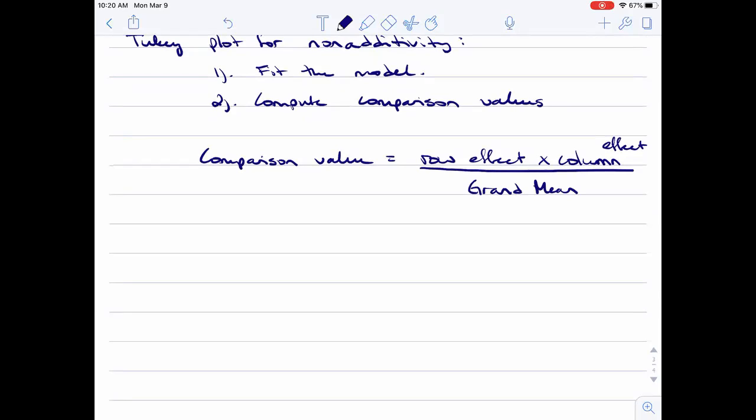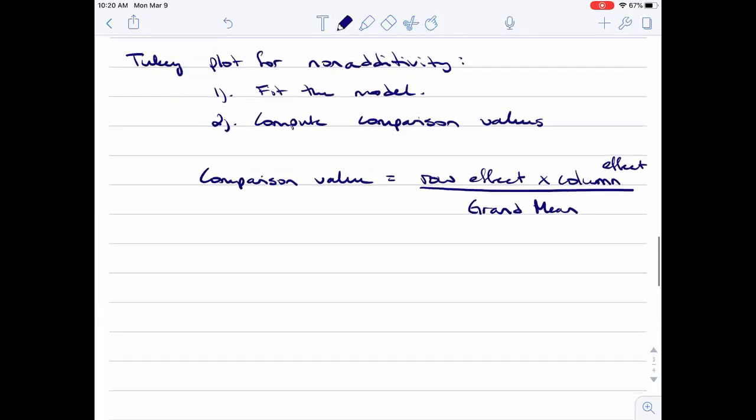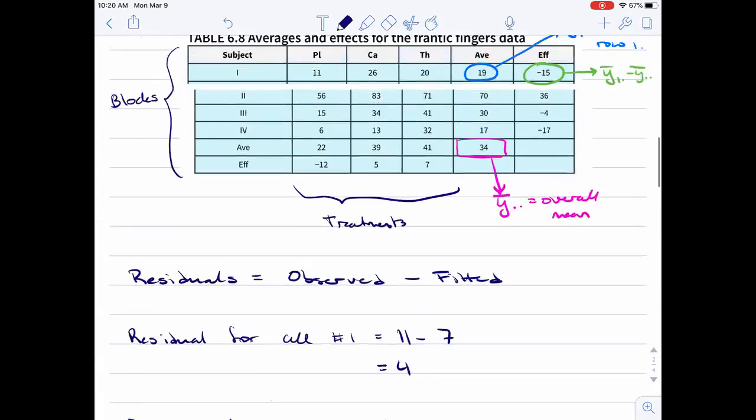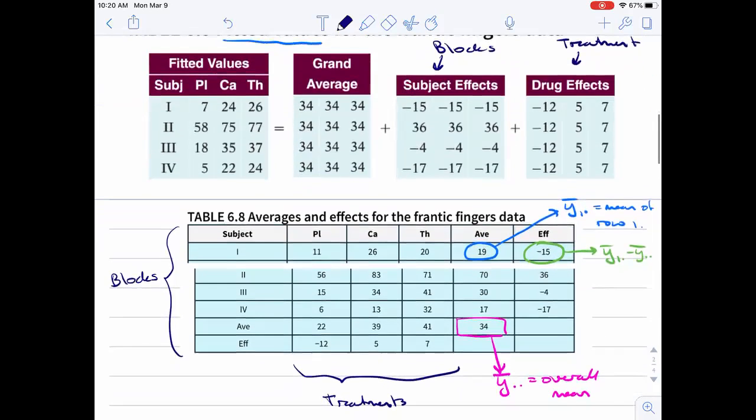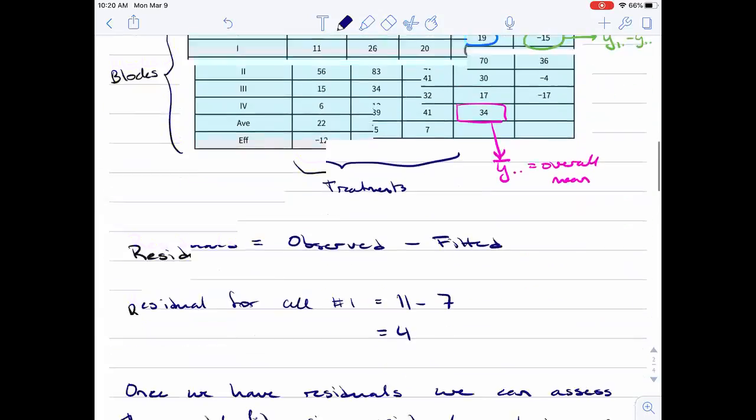So going back to the numbers that we have, because it's easier to think about, you can look at this table here. Our comparison value would be our row effect, -15, times our column effect, -12, divided by our grand mean, 34. That's our comparison value for this cell. For this next cell, it's going to be -15 times 5 divided by 34. For the next cell, it's -15 times 7 divided by 34. So each of them gets a different comparison value. So you've got these comparison values.